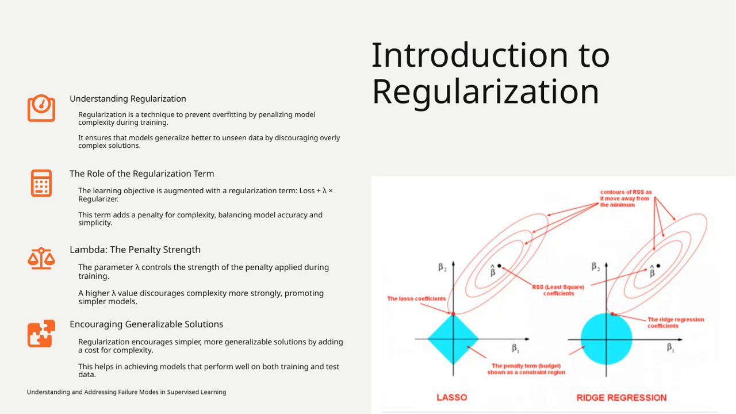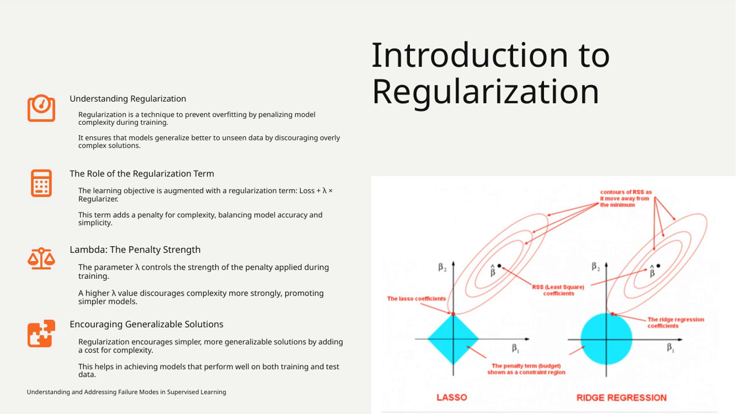Let's dive into understanding regularization. Essentially, regularization is a technique we use to prevent overfitting, which happens when our model becomes too complex and starts capturing noise rather than the true pattern. By penalizing this complexity during training, regularization helps our models generalize better to unseen data. Now, the key idea here is that we want our models to be as simple as possible while still fitting the data well. This balance is achieved through what we call the regularization term.